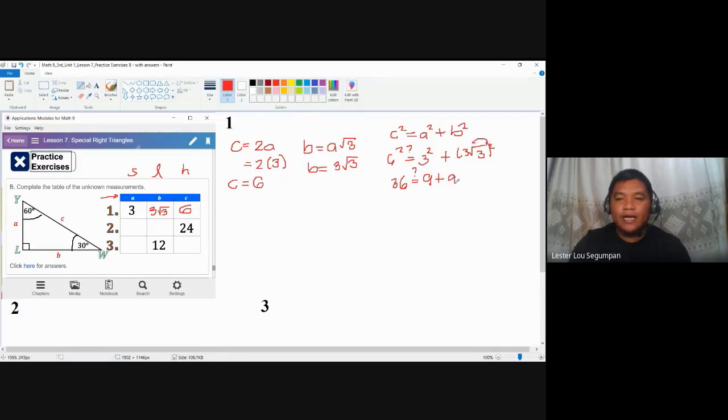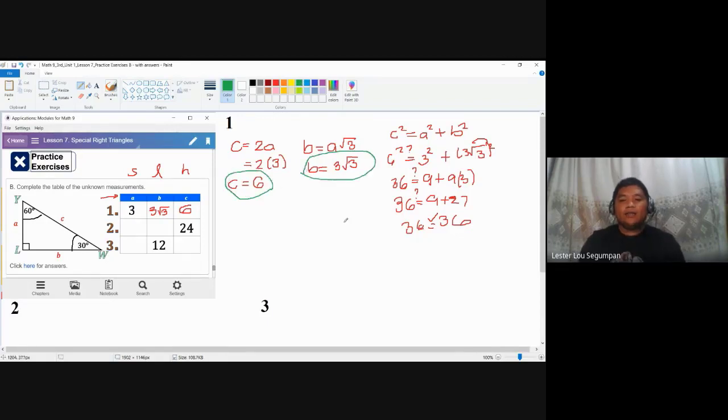Square of 3 is 9. Square root of 3 squared is 3. Removing the radical sign, you have 36, question mark, 9 plus 27. So you have 36 is equal to 36, check. That would mean the solutions are correct: the value for C, the hypotenuse, is 6, and the longer leg is 3 square root of 3.